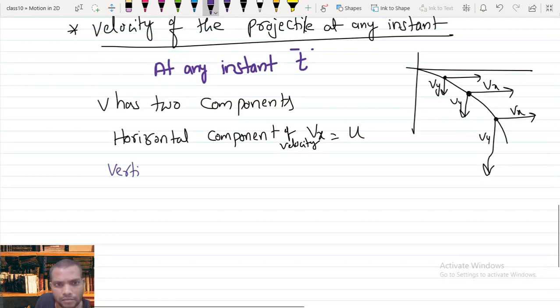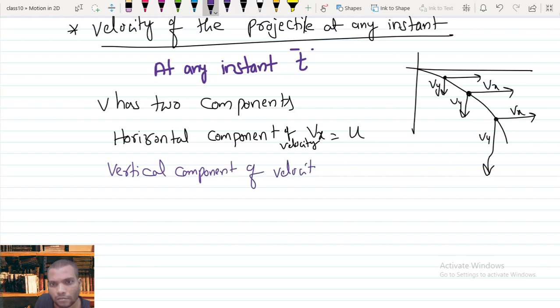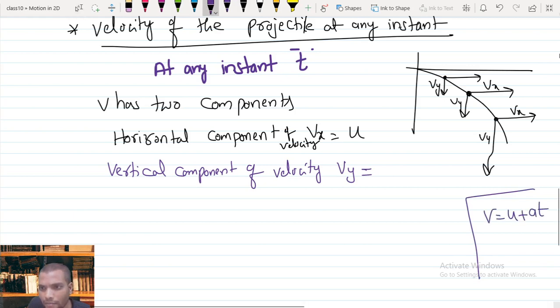And the vertical component of velocity, that equals v suffix y. This component is going to change. We write it from the first equation of motion: v equal to u plus at. Here the initial velocity in the vertical component, since I am writing only about the vertical component, in y, there is no initial vertical velocity.